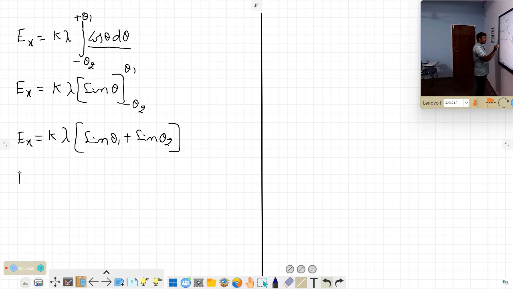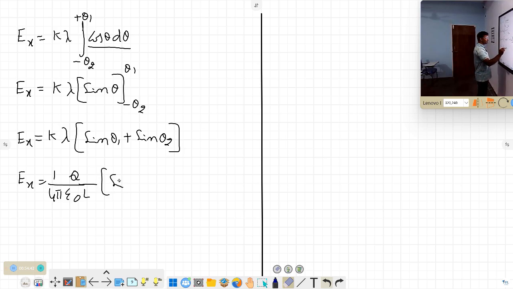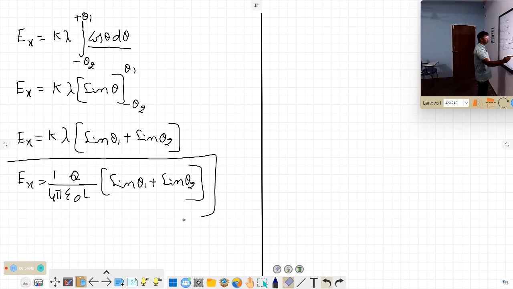So what is lambda here? Lambda is nothing but the charge occupied per unit length. So I write the full form of this one. What is k? K is nothing but 1 by 4 pi epsilon naught. What is lambda? In terms of charge occupied per unit length, we can write q by L, into sin theta 1 plus sin theta 2. This is the formula we are using to find the electric field intensity due to a charged wire along the x-axis.